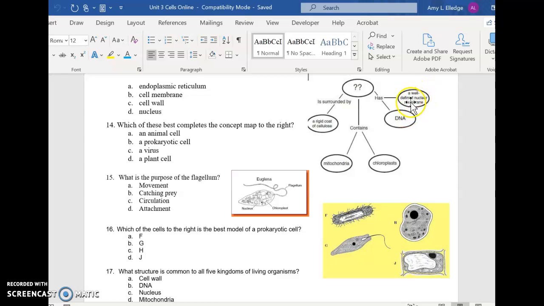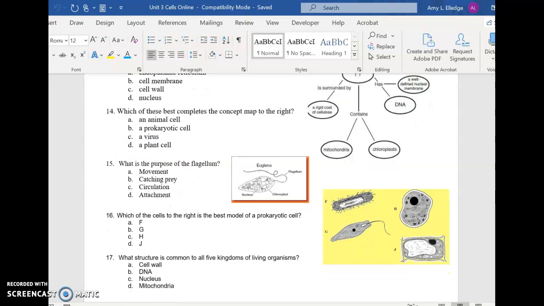So right away, if it has a nuclear membrane, it has a nucleus. That rules out a prokaryotic cell and a virus, which is not even a cell. So we're between animal and plant cells. And down here it says chloroplast. That must be a plant cell.